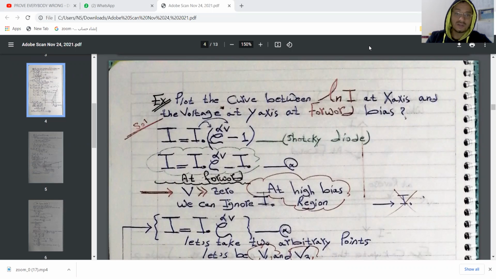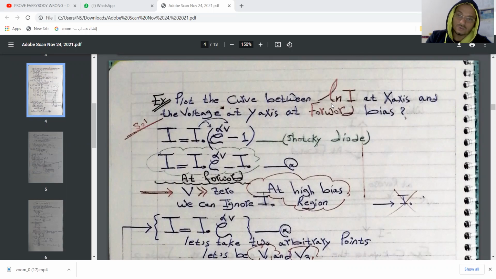Let's try to solve it together. Plot the curve between current at x-axis and voltage at y-axis at forward bias. We stay at the same topic. This topic is the diode. Here we're talking about forward bias.